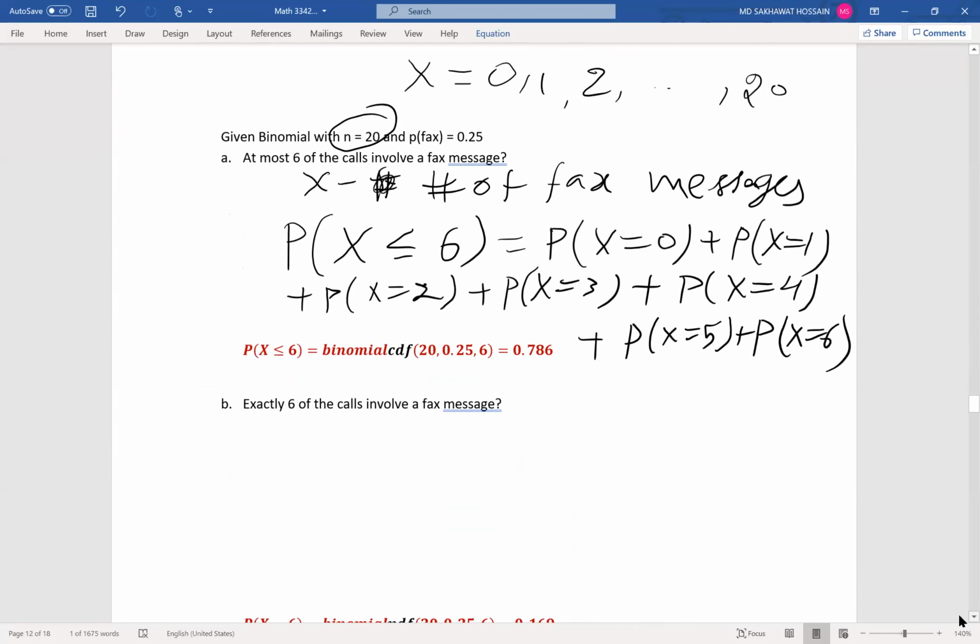Since here we are looking for the probability X less than or equal to 6, which function should we use? We should use binomial CDF, because we are finding the cumulative probability. So binomial CDF 20, 0.25, 6, and the probability is 0.786. You can also use a spreadsheet to find this probability, and I will show you how.